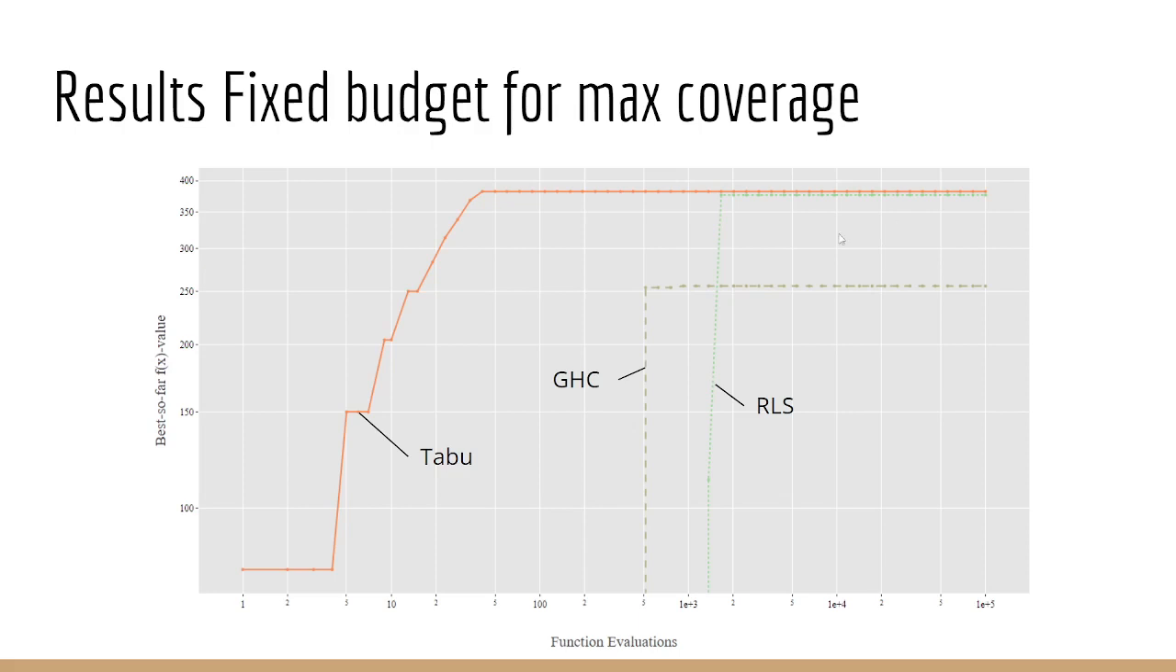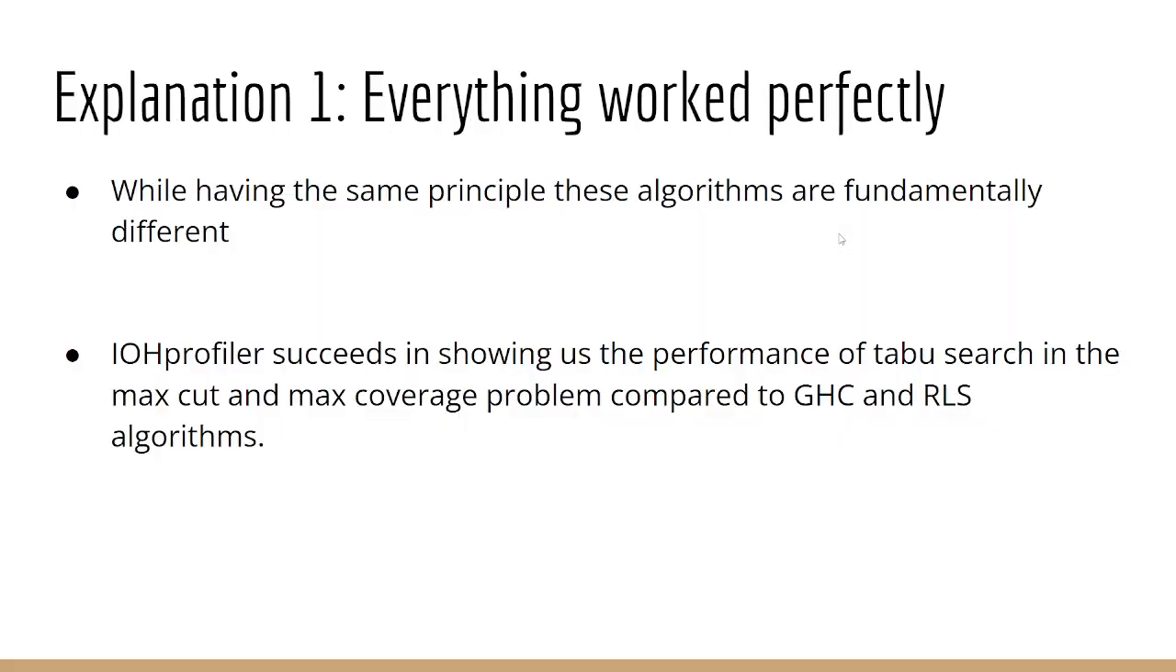Well, there are two possible explanations. The first explanation is that everything worked perfectly. While having the same principle, these algorithms are still fundamentally different and will have fundamental differences in performance. I mean, that's why they're even separated in the first place. If they weren't performing differently, there's no real need for the distinction between them. And in this instance then, if it works perfectly, the iWedge profiler succeeds in showing us the performance of taboo search in the max cut and the max coverage problem compared to the greedy hill climber and the randomized local search algorithms.